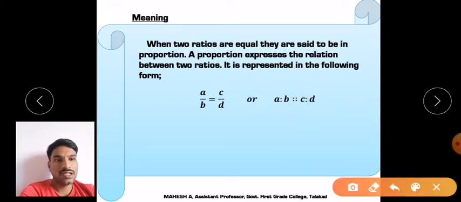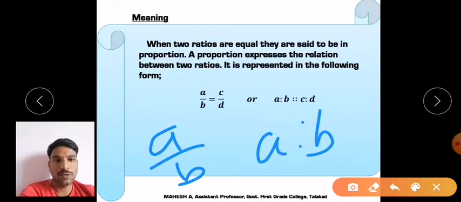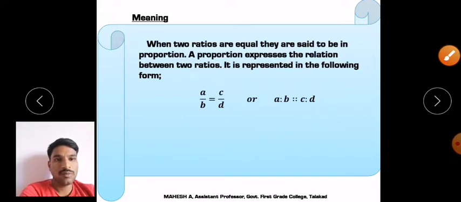ನಾನು ನಿಮಗೆ ಆಲ್ರೆಡಿ ಹೇಳಿದ್ದೀನಿ, ratio can be expressed or written in two forms. Either you can write it as A by B or A is to B. Both are the same. This is another form of writing a ratio. So A by B is equal to C by D. That is to say, the A is to B ratio is equal to the C is to D ratio. A is to B is one ratio and C is to D is another ratio. When two ratios are equal, they are said to be in proportion. That is A is to B equals C is to D. ಇದನ್ನು ನಾವು proportion ಅಂತ ಕರೀತೀವಿ.